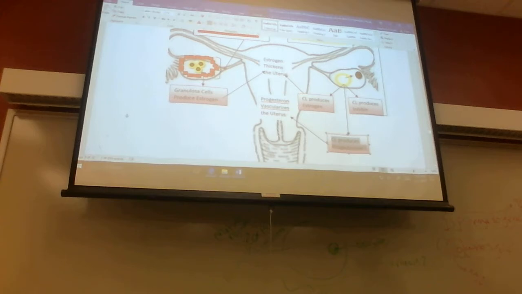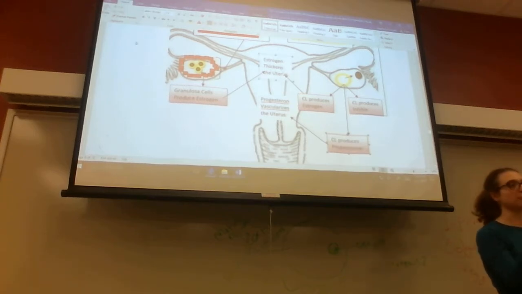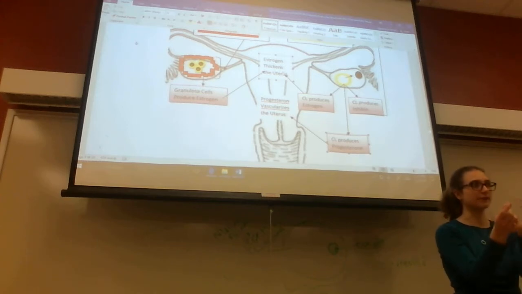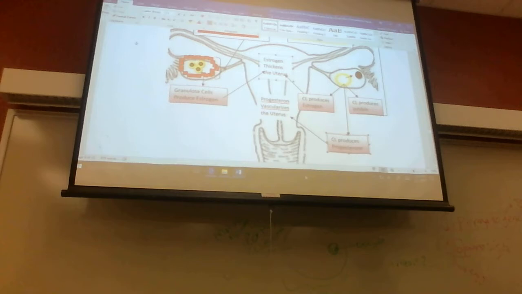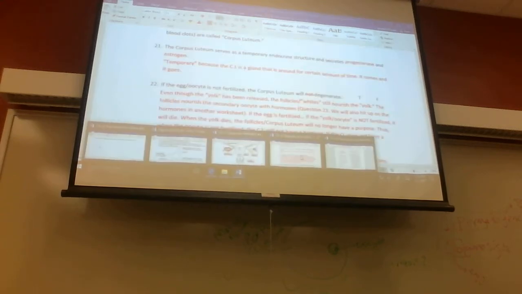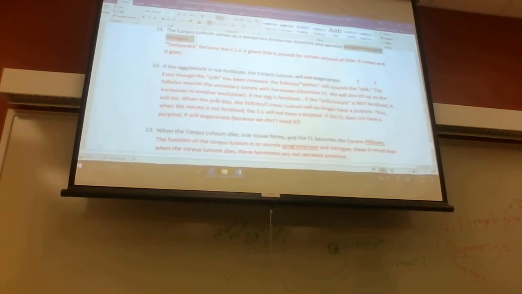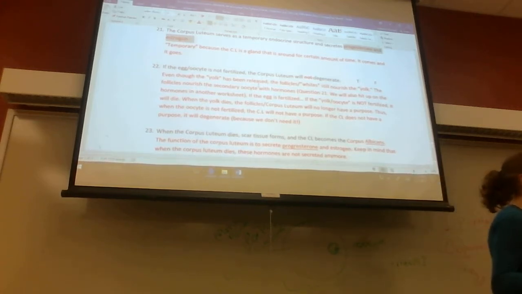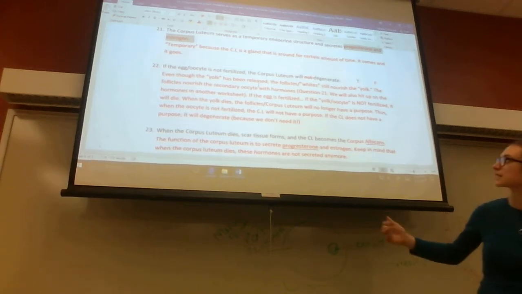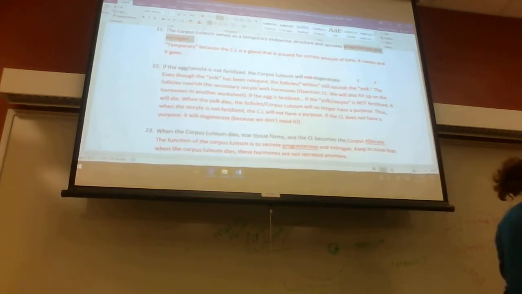Estrogen is important because it causes the uterus to get thicker. We need it to get thicker with more cells around it. Does that make sense? Okay. If the egg is not fertilized, the corpus luteum will degenerate. So this statement is false. Just take out not.